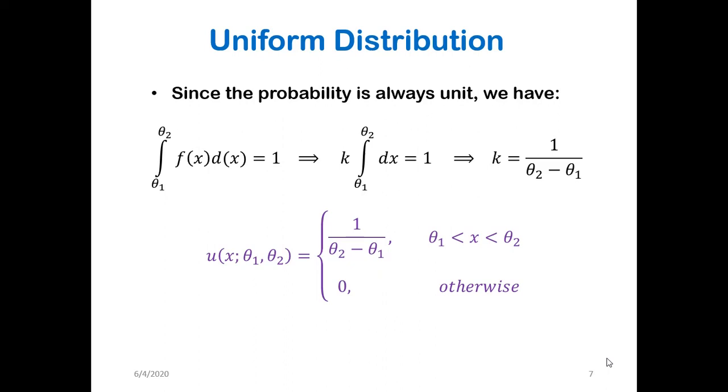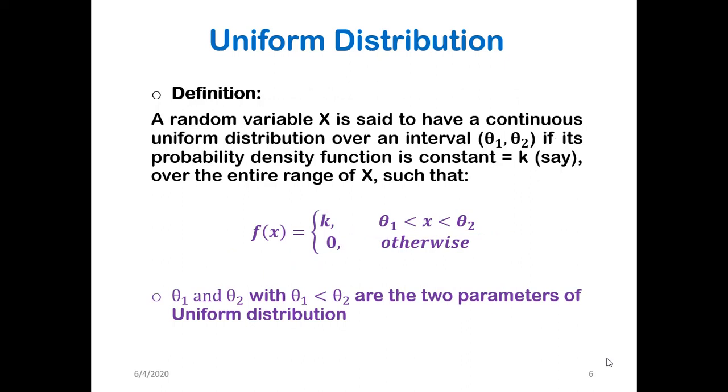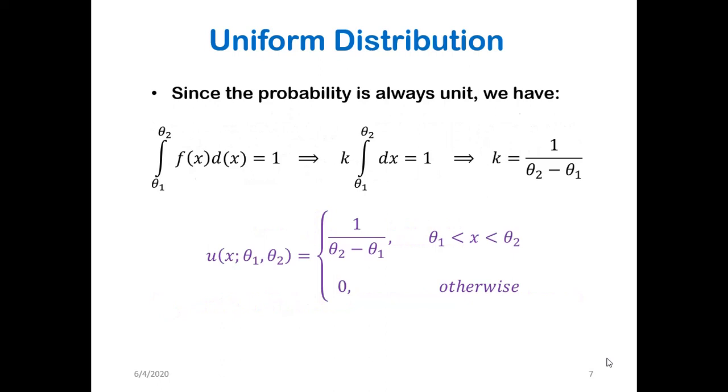Okay, so you may find some literature using the function of this form, 1 over theta 2 minus theta 1. It can be different letters, but the same notation. Or the other literature, they use just a single constant, which is k. So if you find k, you have to bear in mind that k equal to 1 over theta 2 minus theta 1. Now this is the probability density function for our random variable which follows a uniform distribution.